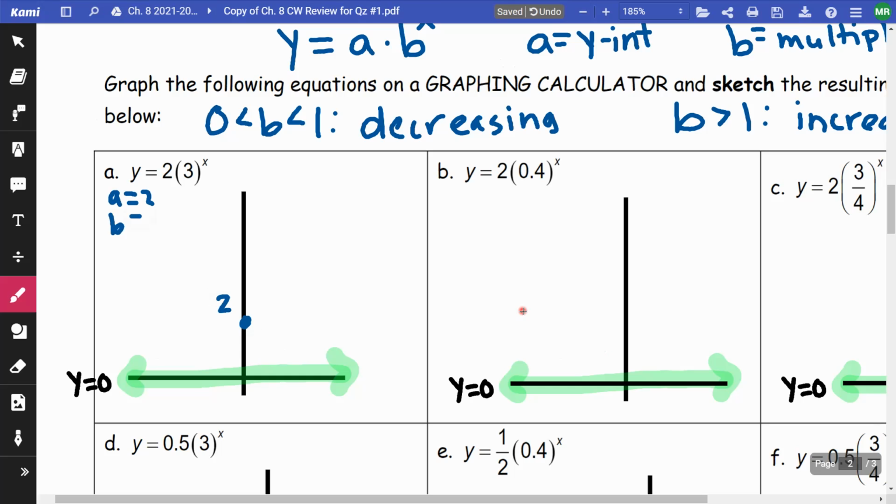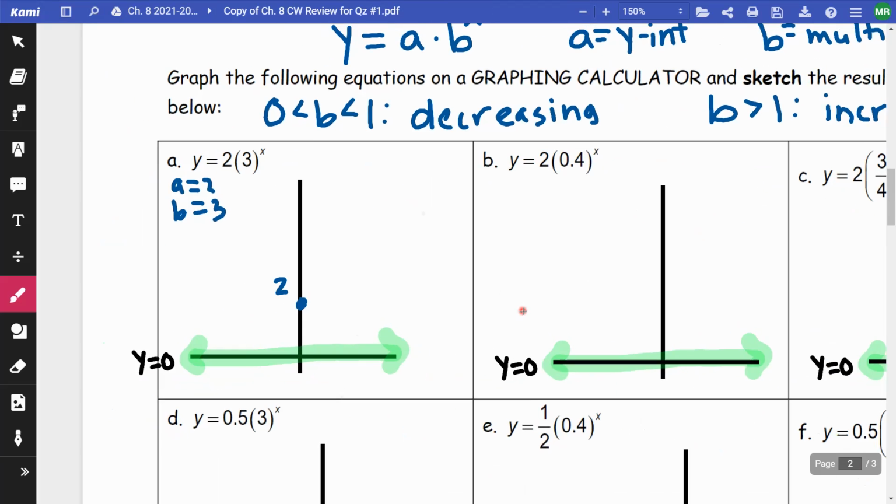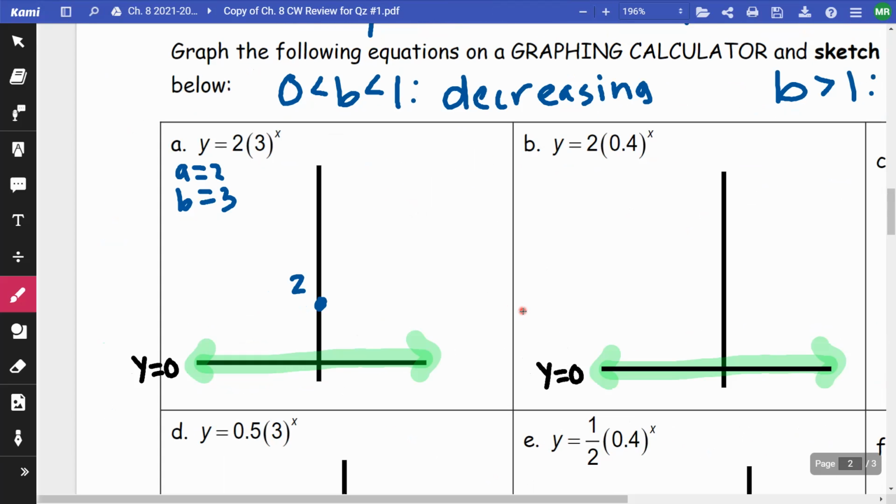My b is 3, so that means I'm multiplying by 3, multiplying by 3, multiplying by 3. But what you want to pay attention to is that my b is greater than 1, so it should be increasing. So what I had us do is draw an increasing graph with a y-intercept at 2. It's going to start here. It's not going to cross that line. It's going to go through this. And there we go. That's our graph. We are sketching. That's what you're going to do on all of these.